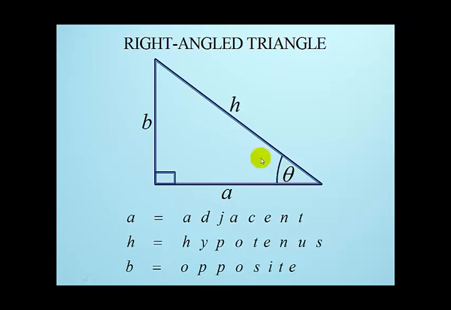We know that H is the longest side, and the longest side is called the hypotenuse. And we are left with the third side, the last side of the triangle, and we call it the adjacent. So adjacent to the angle theta is A. So A equals adjacent.